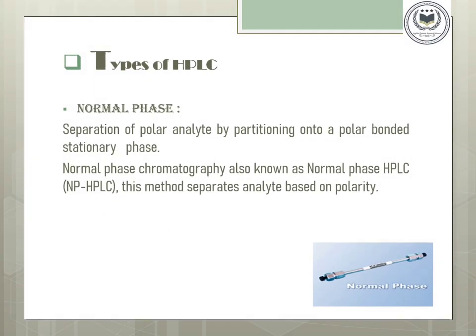Then, what are the types of HPLC? So, the first type is normal phase. In this, separation of polar analyte is done by partitioning onto a polar bonded stationary phase. Normal phase chromatography is also known as normal phase HPLC, NP-HPLC in short form. This method separates analyte based on polarity.